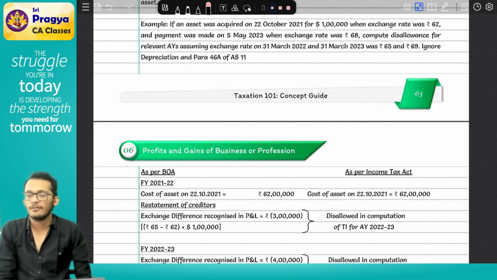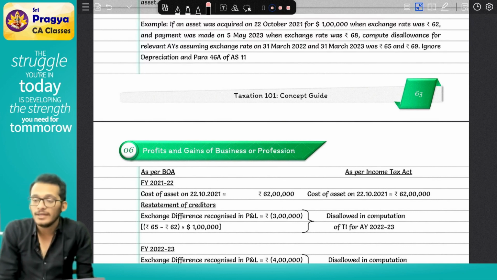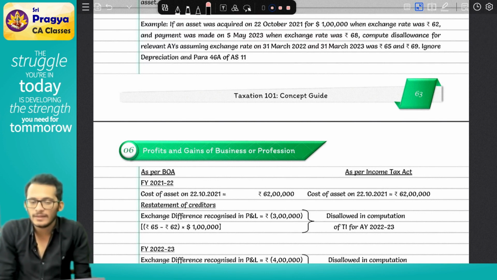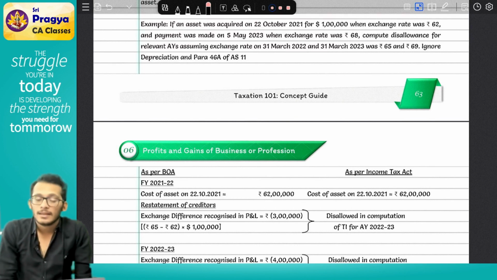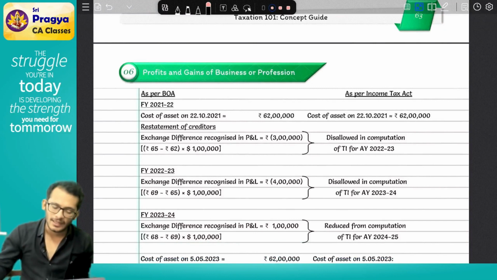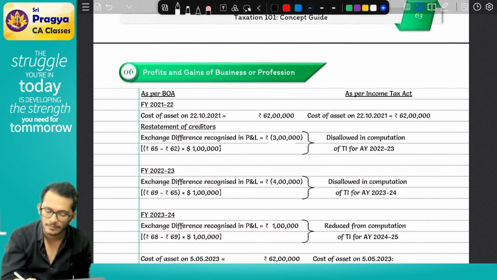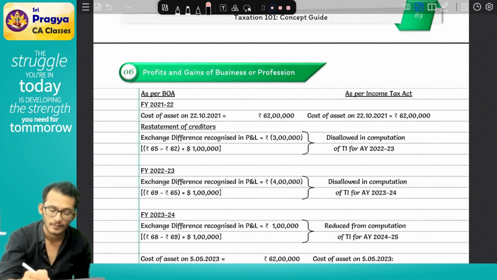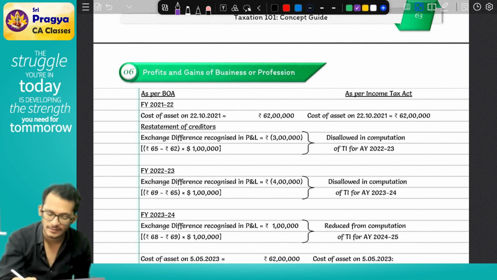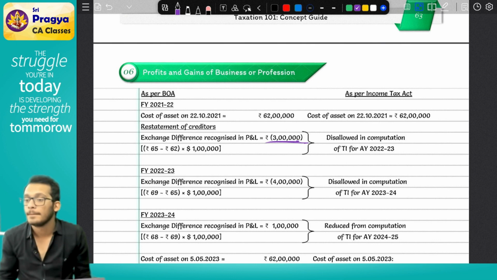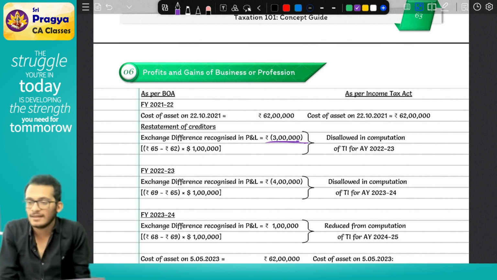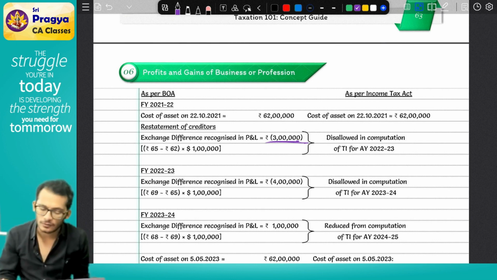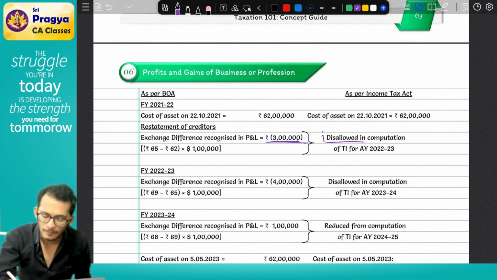How many dollars do you have? 1 lakh. So totally you will incur a loss of 3 lakhs. Accounts will say you have to claim it in P&L. So in 21-22, I recognized the loss of 3 lakhs in P&L. Yes or no? Yes. Will income tax allow this? No. So income tax said disallowed in the computation.